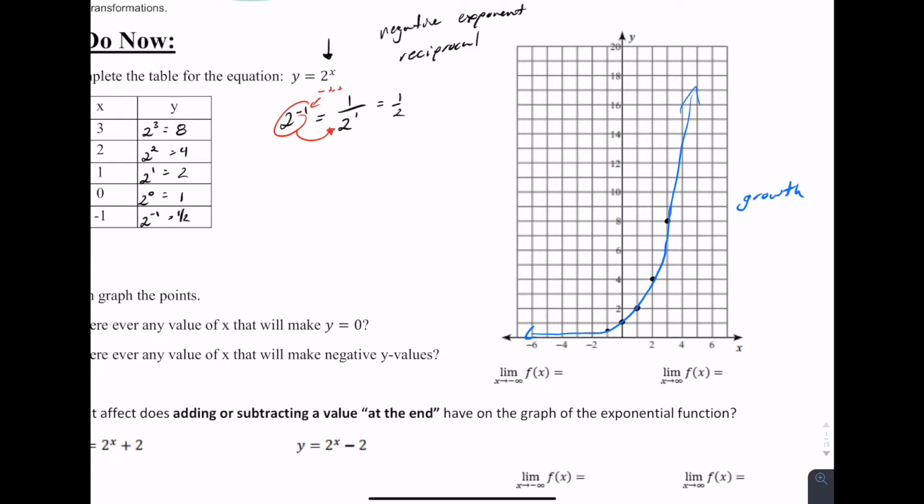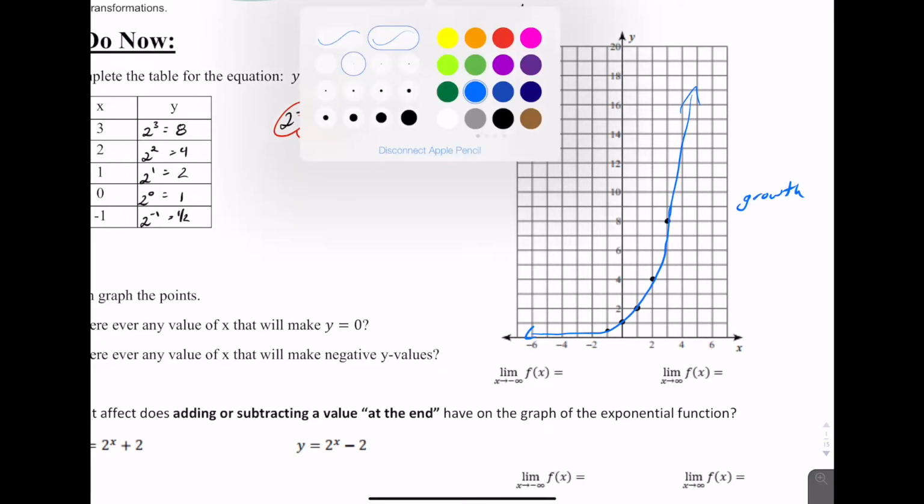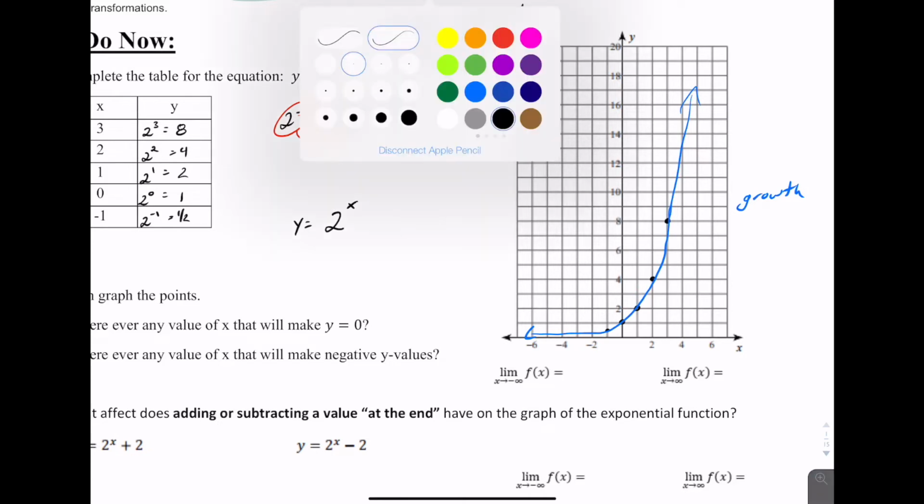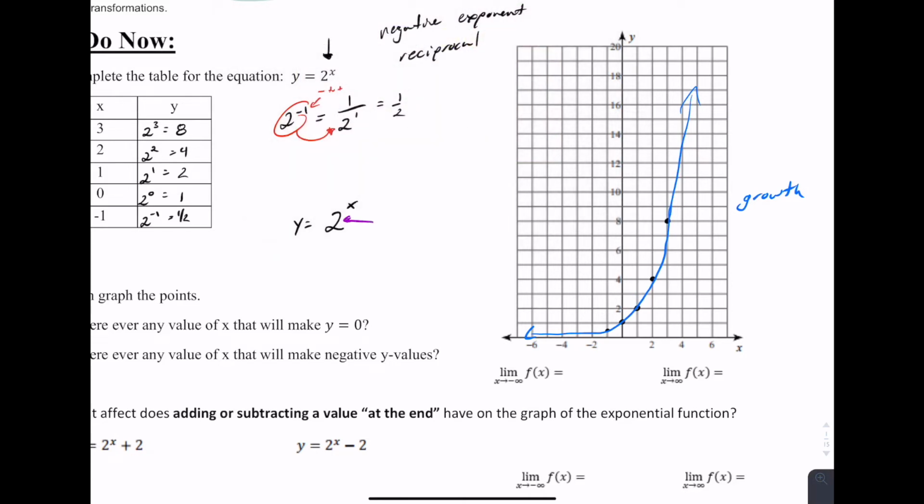It's a growth function when this number in here, I'll rewrite the function over here, when y equals, let's say, 2 to the x, when this number right here is 2 or bigger, then this is a growth. Actually, honestly, let me rephrase that. It just has to be bigger than 1, but not equal to 1. This is what's called growth.